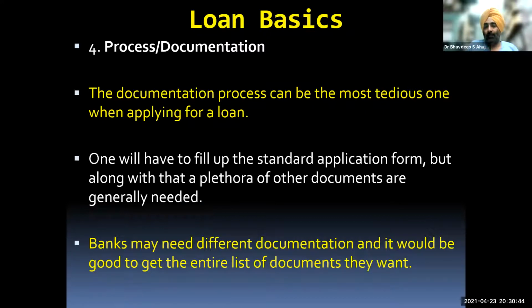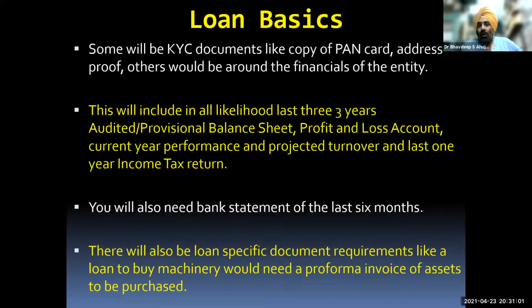Okay, then the fourth part is the process and the documentation. Sometimes it is one of the most tedious processes. The standard application form and so many documents are needed. So we discussed those document lists in the last session. Many banks would need a different kind of documentation, but the most common ones are the KYC documents, the PAN, Aadhaar, address, and then for your good standing, they need the balance sheet, the profit and loss account, along with your income tax returns. And if you are a trader, of course, not applicable to dentists, then they will ask for your audited GST returns as well. Some banks will ask for a bank statement also.